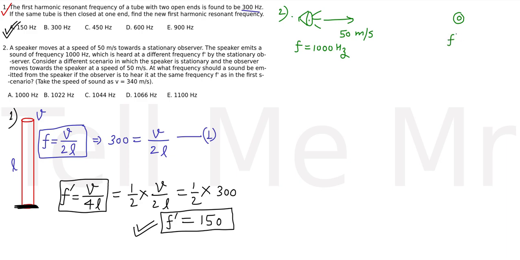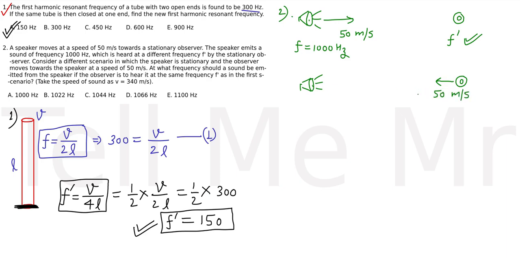So the frequency heard by the observer will be different from the actual frequency, and the question says that this frequency heard by the observer is f prime or f dash. Then they say to consider a different scenario in which the speaker is stationary. This was the first scenario, and in the second scenario the speaker is still emitting sound, but it is now stationary and the observer moves towards the speaker at a speed of 50 meters per second.